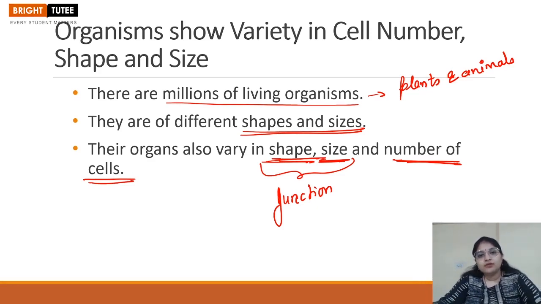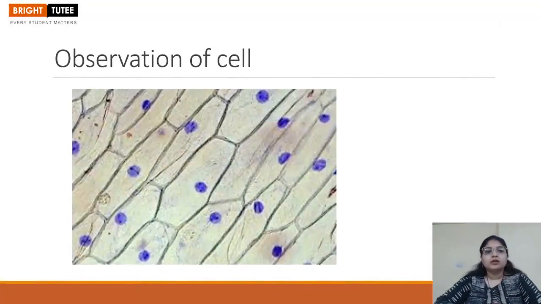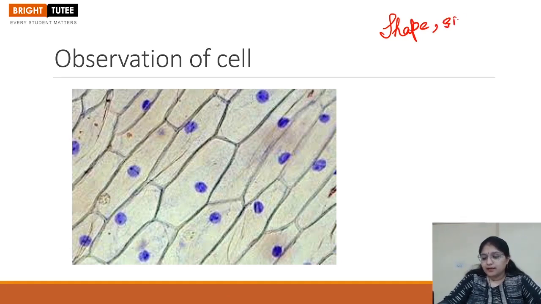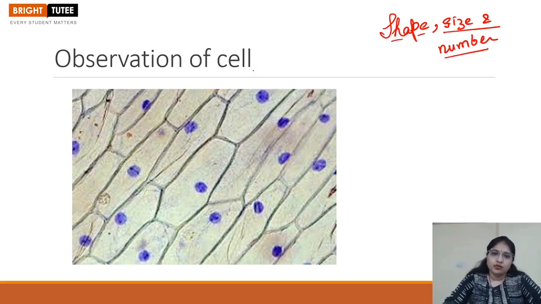So in this session, we are going to talk about the different shape, size and number of cells, right? How do they vary within the organisms, and how do they vary through the wide range of animals and plants that we see. So moving ahead, before we understand the shape, size and number of the cell, one thing we need to do is observation of the cell.